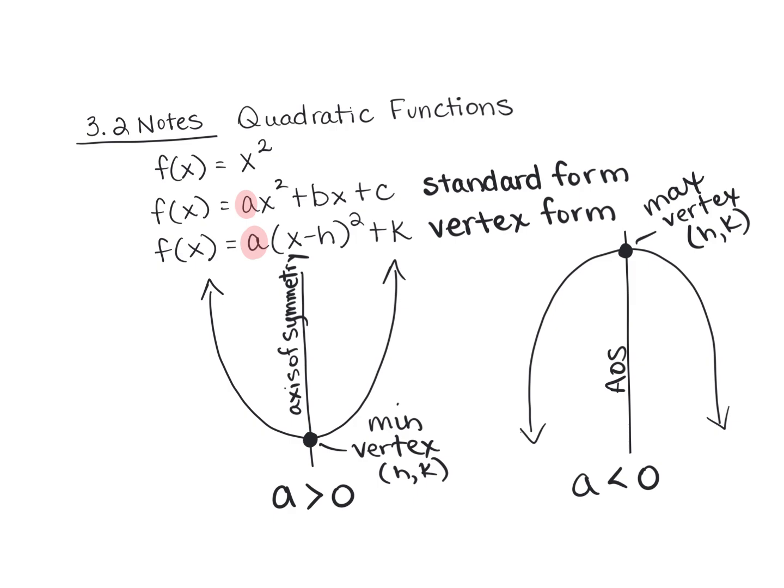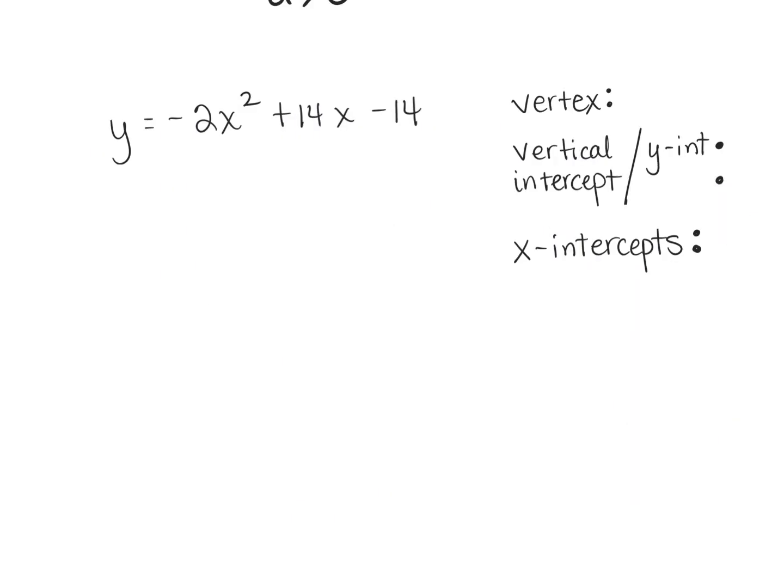I'm going to abbreviate over here, axis of symmetry. And from here, you're going to be going into the actual graphing of it and putting it from one form to the next. So in this first example, we have the equation y is equal to negative 2x squared plus 14x minus 14, and it wants to know these things to the right. It's going to ask for a vertex. It's going to ask for a vertical intercept, which means that it wants to know where the y-intercept is, and then it's also going to want to know what your x-intercepts are.